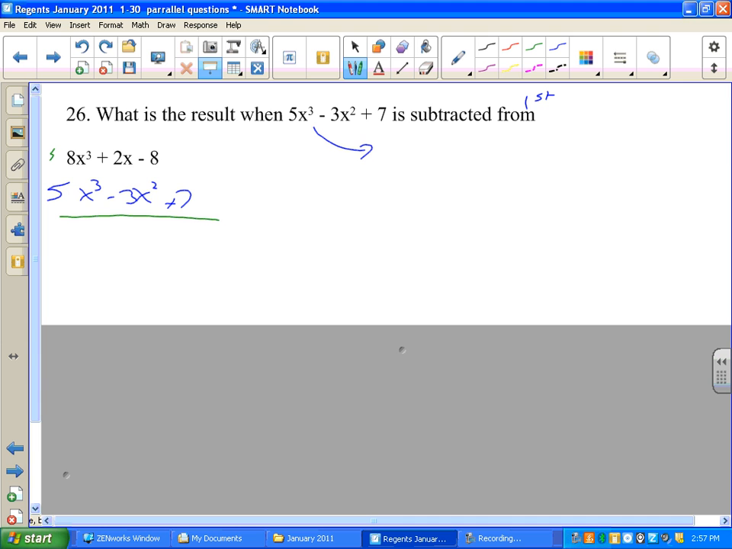Remember, we are subtracting. So 8x cubed minus 5x cubed is 3x cubed. Here's the tough part. Positive 2x subtract negative 3x squared. Okay, hang on a second. I just noticed that this one didn't have a square on it. So let me sit down at the computer and I'm going to show you something.